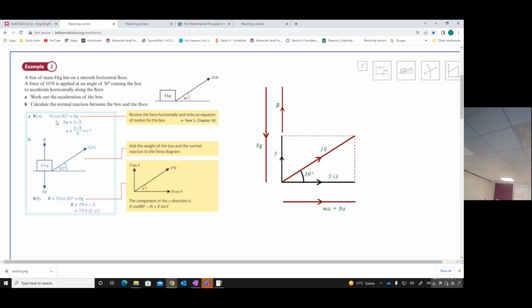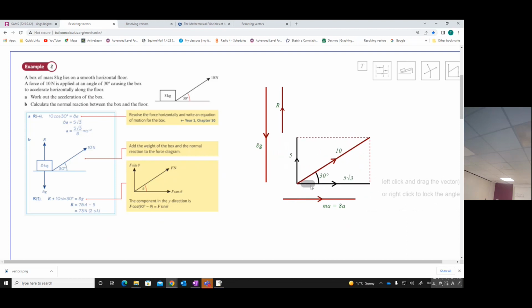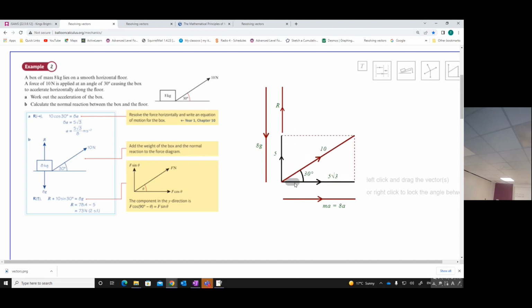Quite a lot that they're doing in just that one line. They're setting up an equation of motion. Remember what that means? Ma is what's left of the helping force. Now what's the helping force? We just found out that it's 5 root 3. It's the portion of this force here which is directed horizontally. So 5 root 3 is how much of 10 is pointing horizontally.